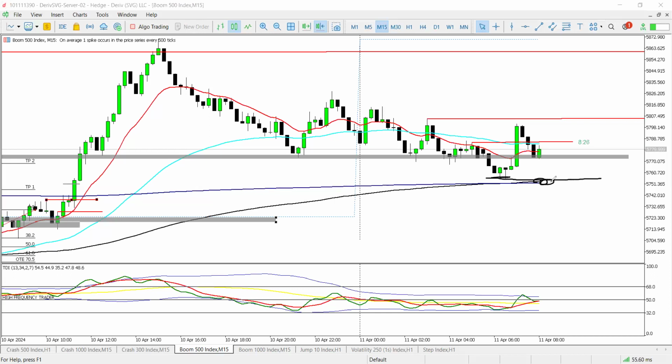We might create equal lows here like a W pattern. That's also possible. So that's the other view which we can anticipate here. But for now, let's see what happens from where price currently is.